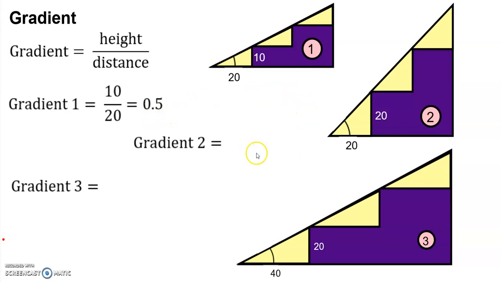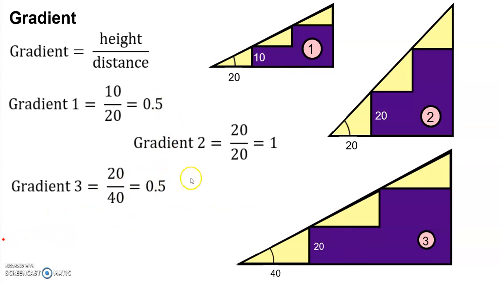We do the same for number 2. And then you see the height and the distance are the same. So I use my formula, 20 divided by 20, and the gradient is equal to 1. The last one, height 20, distance 40. 20 divided by 40, and we again have a gradient of 0.5. So you see number 1 and number 3 have the same gradient.